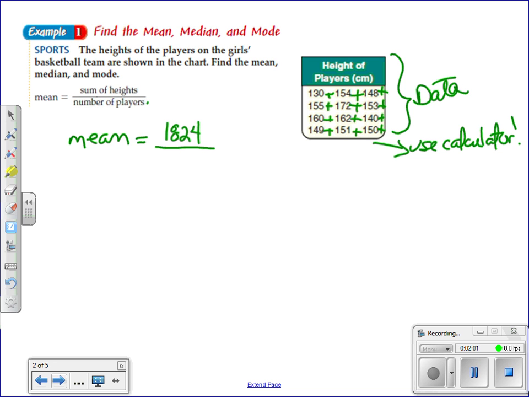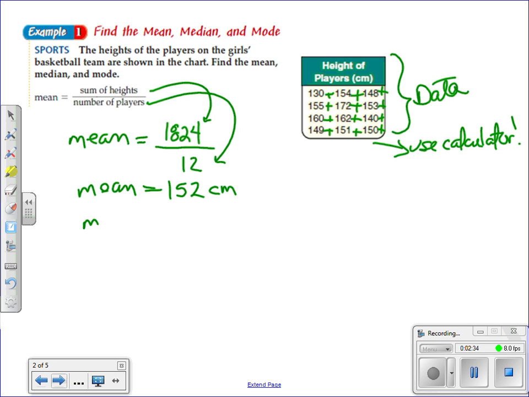Then we divide that by the number of players that there are. So this is the sum of the heights, right here, and then we're going to divide it by the number of players. And how many players do we have? We have 12 players. So the mean is going to be, again, please use your calculator, 1824 divided by 12, which is 152. So what's 152? 152 what? Centimeters. That's the mean height of the players on the basketball team.